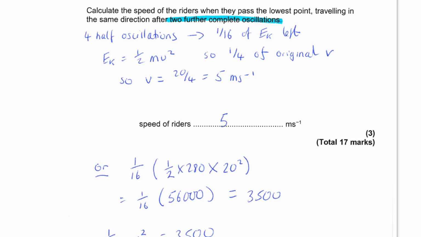If the kinetic energy is going to be 16 times smaller, then the speed would be 4 times smaller, because when you square it, that would then lead to the factor of 16 required. So simply divide the speed that was given, 20, by 4 to give 5 metres per second.